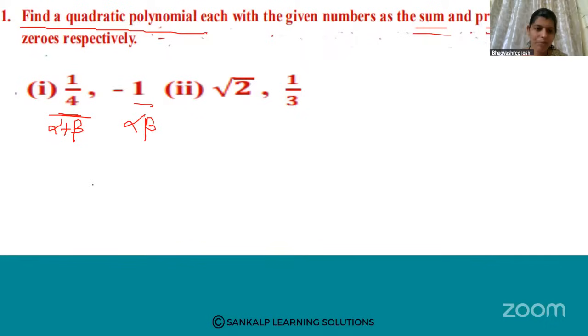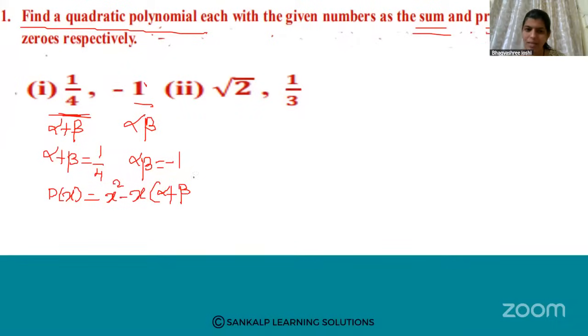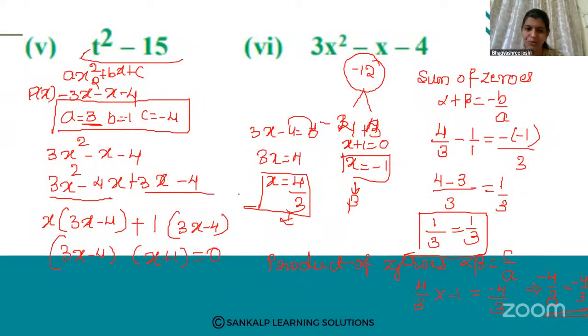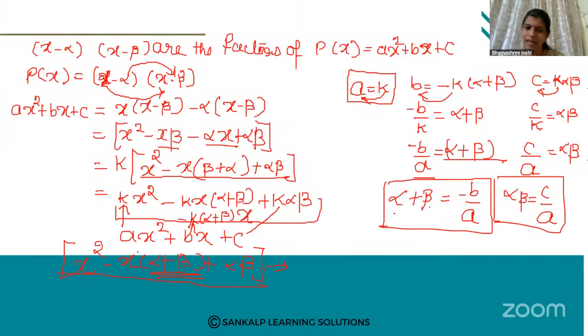So what is the value of alpha plus beta here? Dear children, alpha plus beta value is 1 divided by 4. This is sum and this is product. Okay. Alpha into beta value is minus 1. Next. So expression is P of x. P of x means here we are finding the quadratic polynomial. Okay. The expression is x square minus x into alpha plus beta plus alpha into beta. Remember, x square minus x alpha plus beta plus alpha into beta.